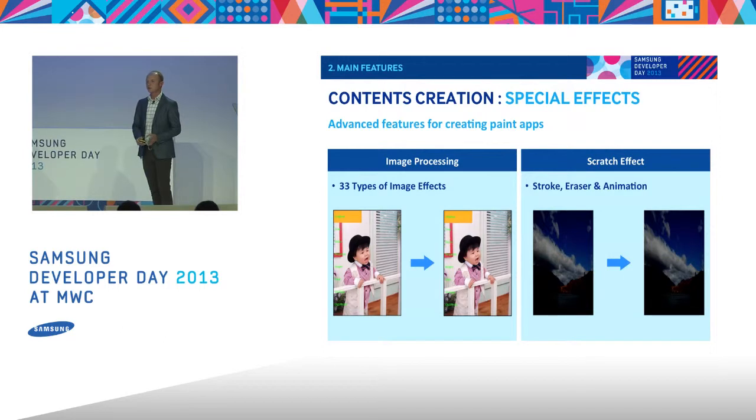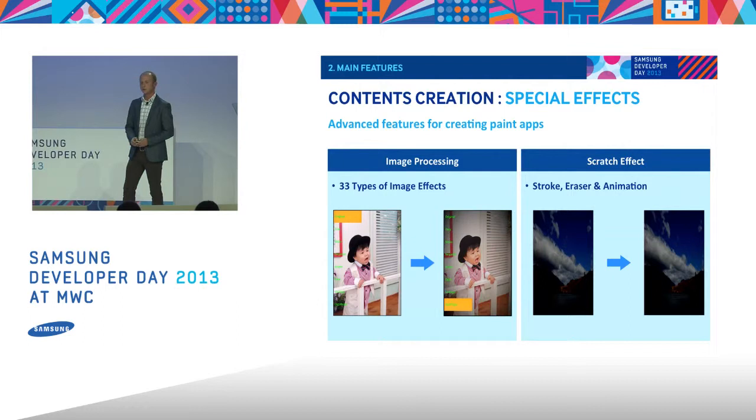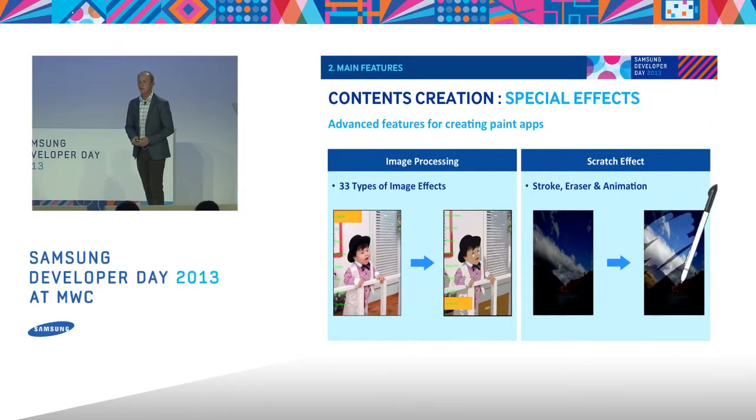In addition to general drawing, the Pen SDK provides various effects. This means you can use image filters to create 33 kinds of image effects. Yes, exactly as you can see here. And also the scratch effect, like in the lottery.